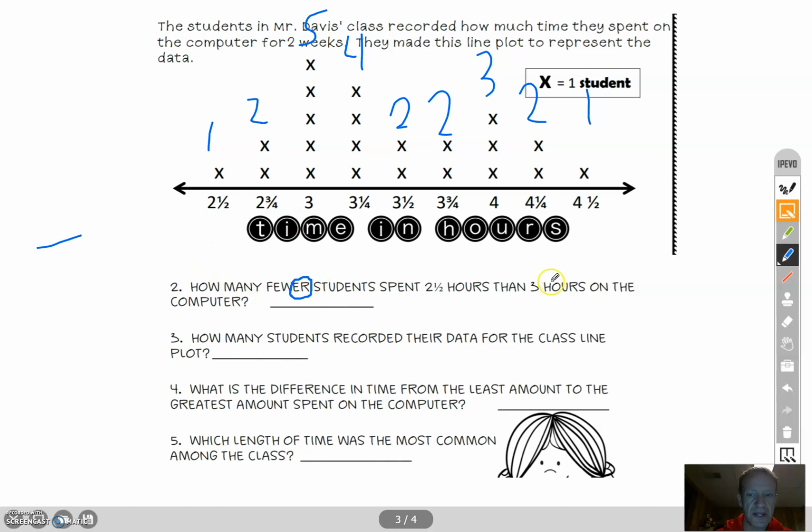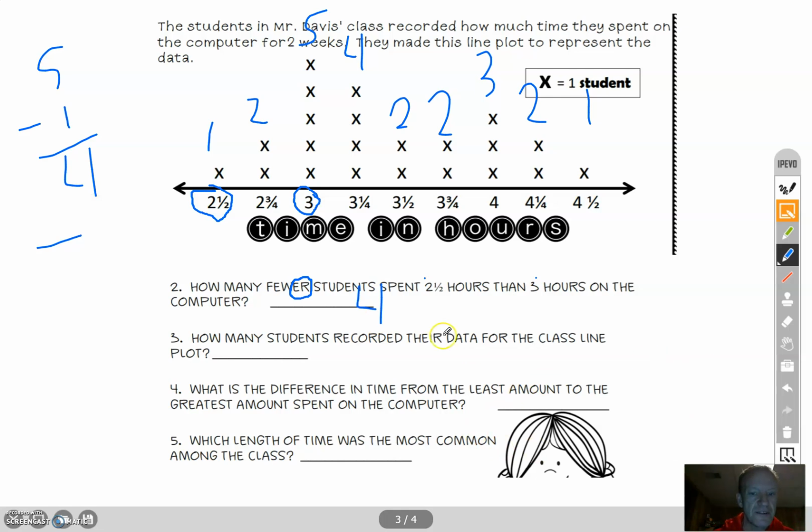So now I have to look at what they give us. They give us 2.5, and then they give us 3. So I'm going to go down here to 2.5, and then I'm going to go down to 3. Okay? So I need to find fewer. So that is a subtraction here. So I'm going to come over here and do my subtraction problem, and then write my answer of 4.